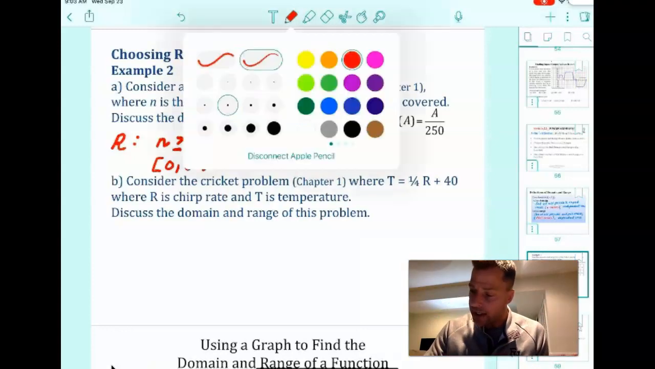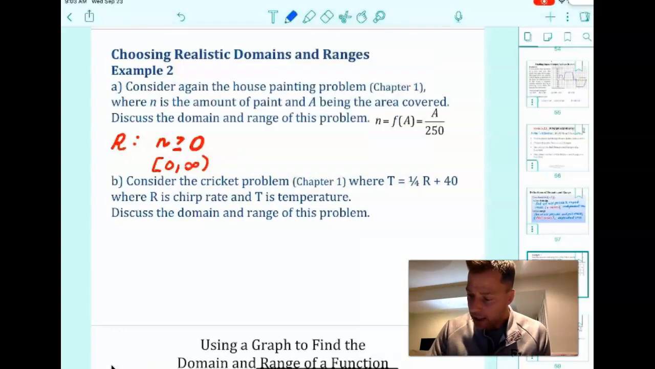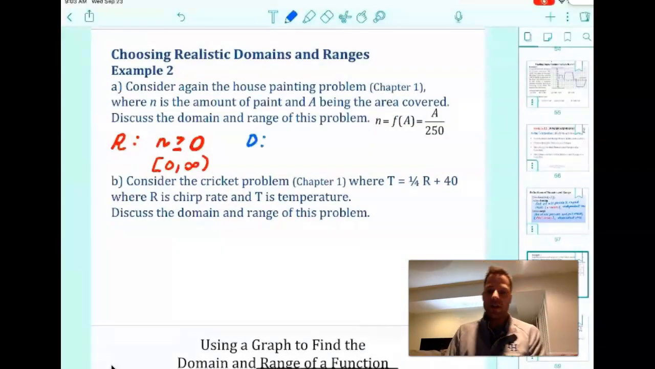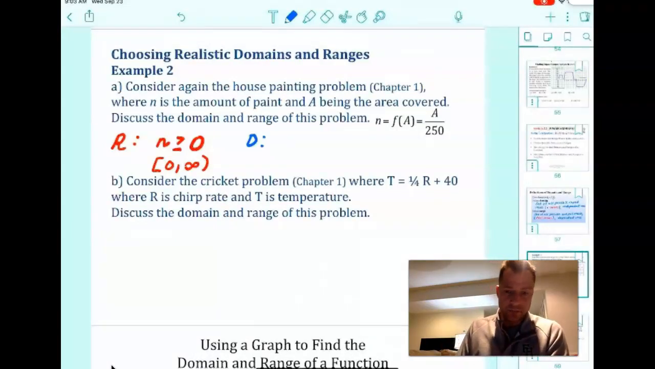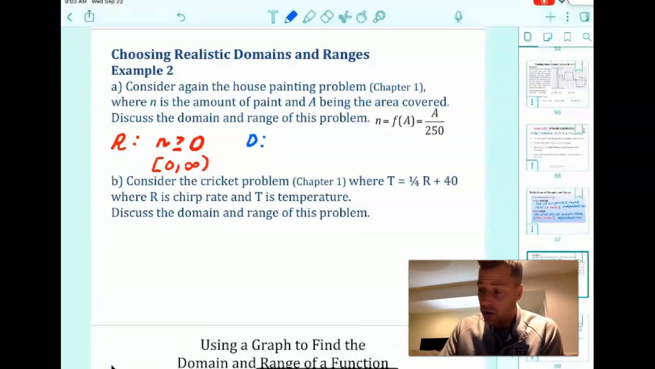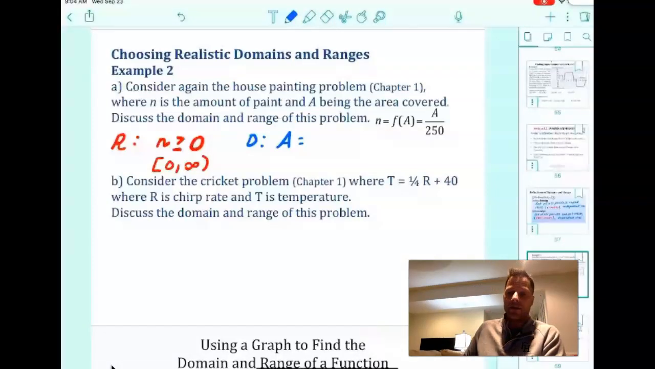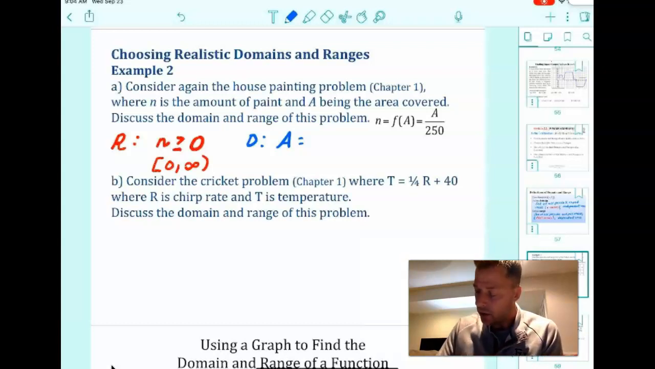So the domain, what is possible for the domain? Okay, the domain, we're talking about the square footage of a house, right? The area of the amount being covered. Okay, so could we have no area covered? I guess the text here is saying that we're not going to have 0 for the amount of square footage because you can't have a 0 square foot house. There's no house. 1 square foot, you talk about tiny homes, that's a tiny home. So the area has to be greater than 0 in this case.